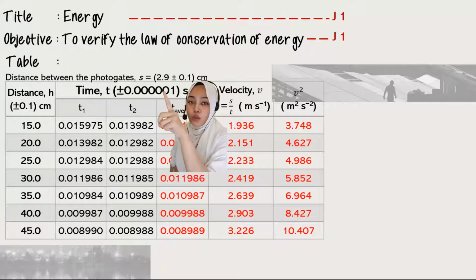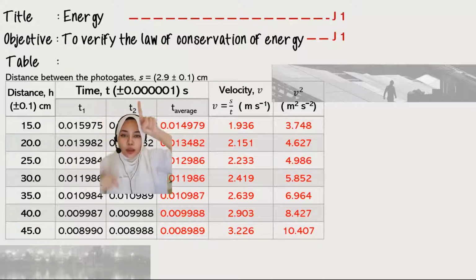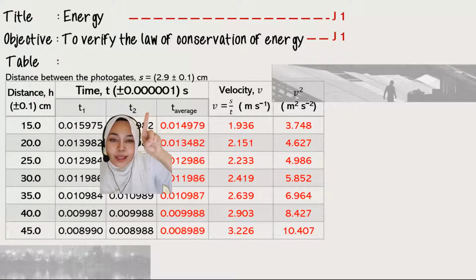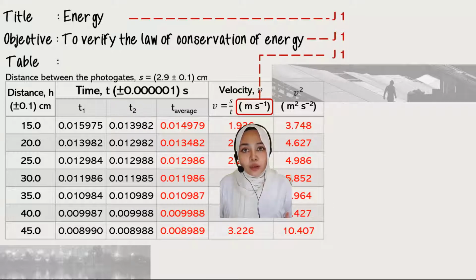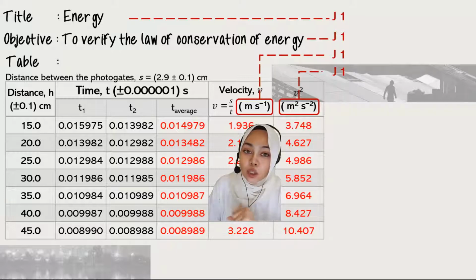Here we have distance between photo gates, distance h with the correct unit centimeters, the time with the uncertainty plus minus 0.000001 second. That is 6 decimal places, 6 dp. The third mark for this experiment is when you write down the unit for the velocity, meter per second. The fourth mark is given when you write down the unit for the velocity squared, that is meter squared per second squared. Now let's go to the data that you have calculated.